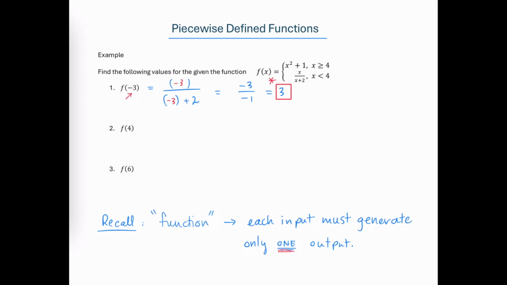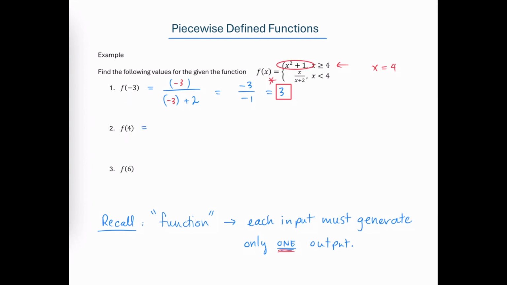Now we'll do this again for number 2. The x value that we're plugging in is 4. And so we look at these criteria fields to determine, do we plug 4 into the top piece or do we plug it into the bottom piece? Well, because 4 is greater than or equal to 4, we're going to use the top piece this time.